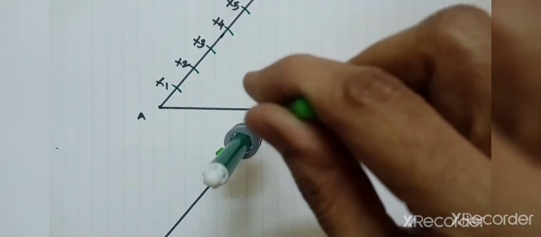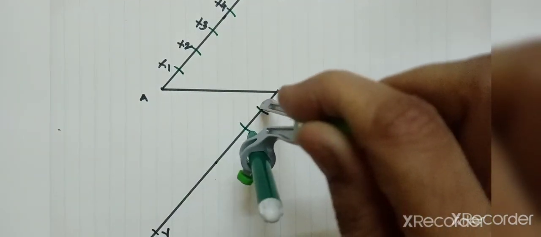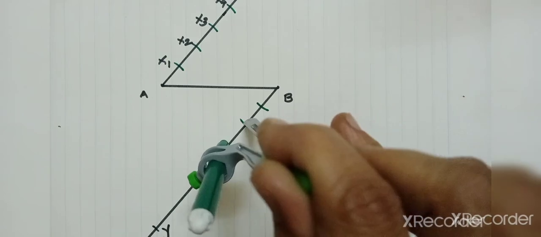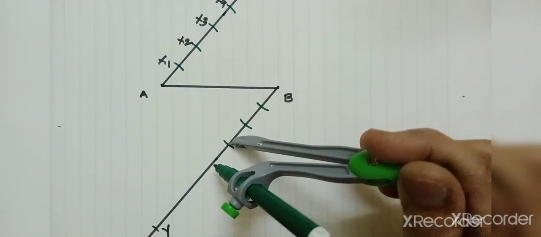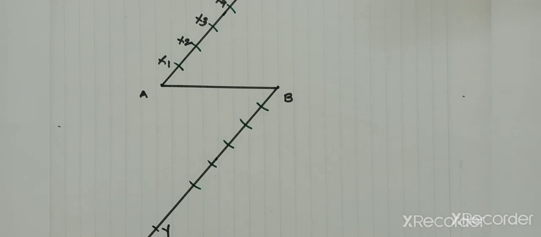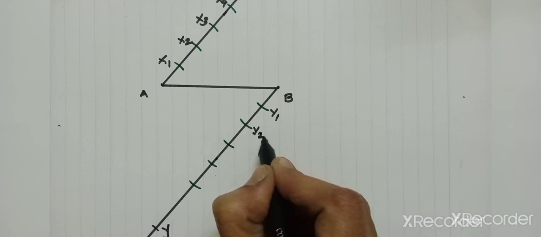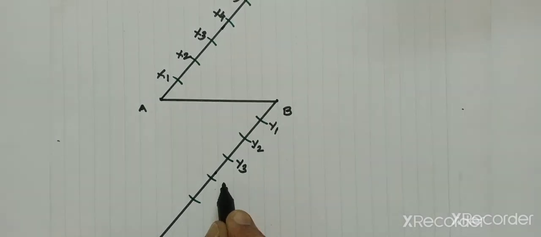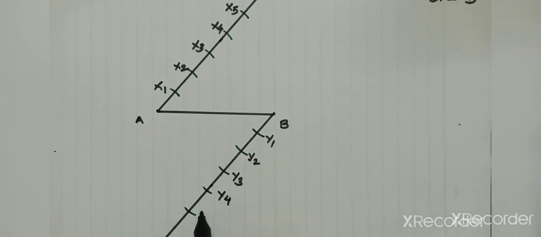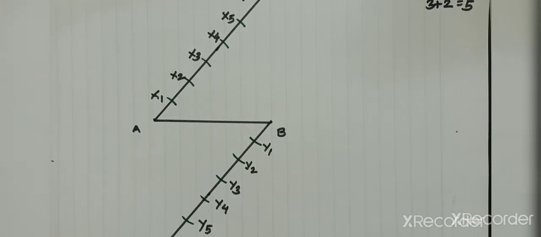ray BY. So 1, 2, 3, 4 and 5. Now here also you name these points as y1, y2, y3, y4 and y5. Now comes the very important thing, how to join.